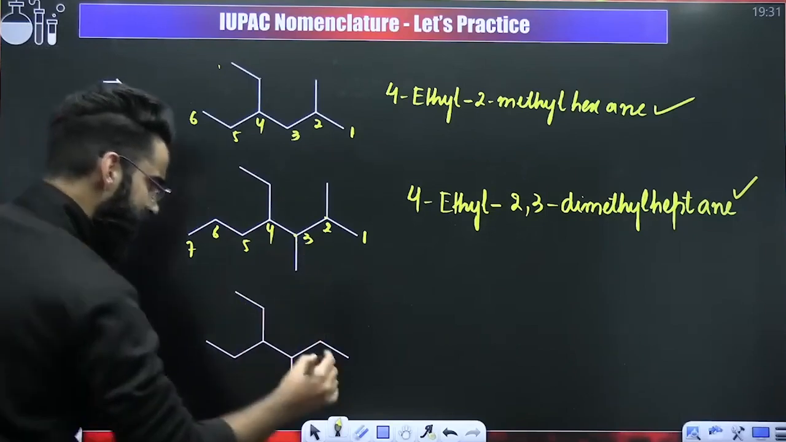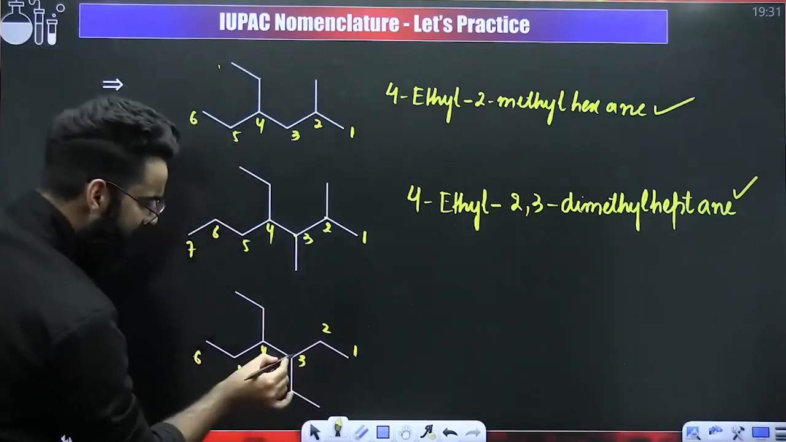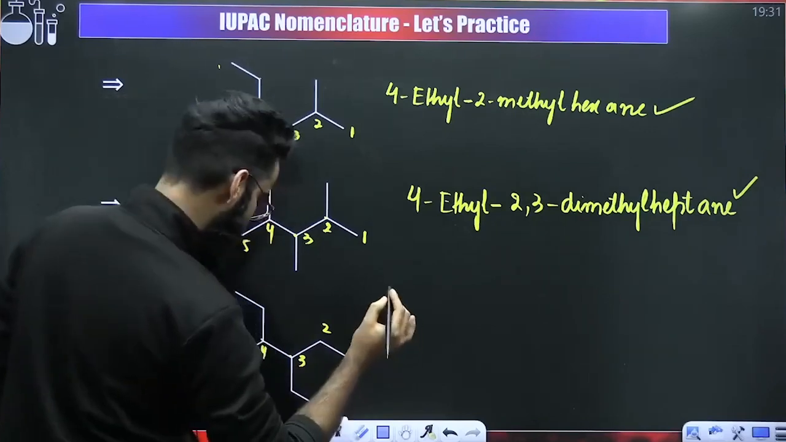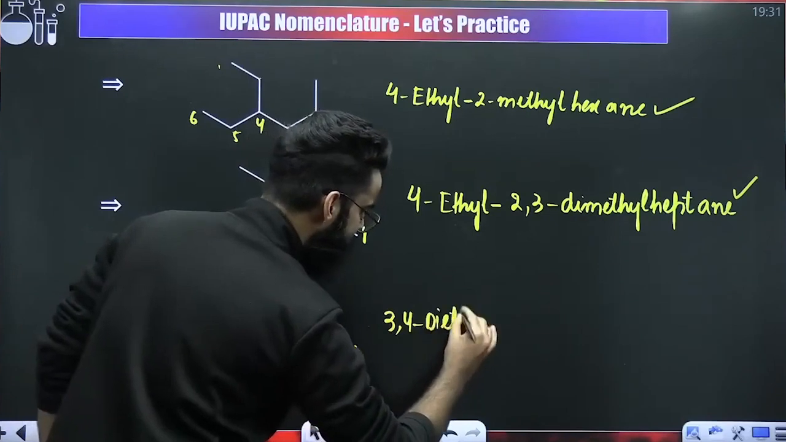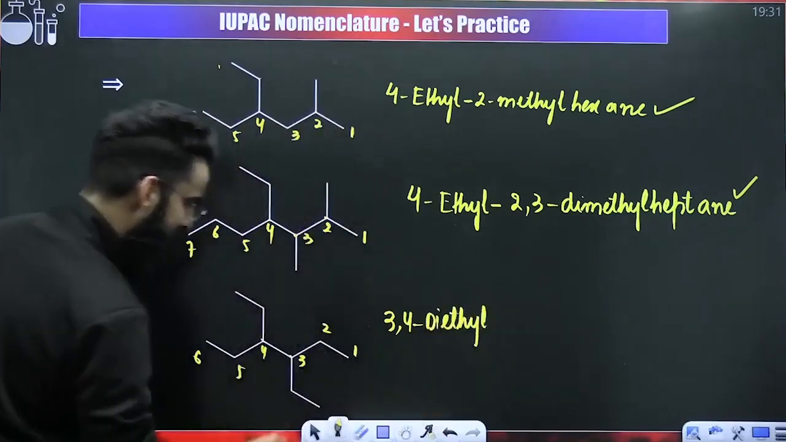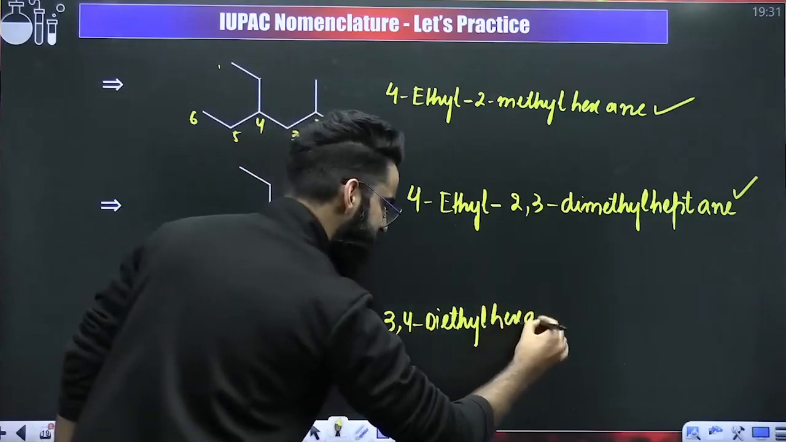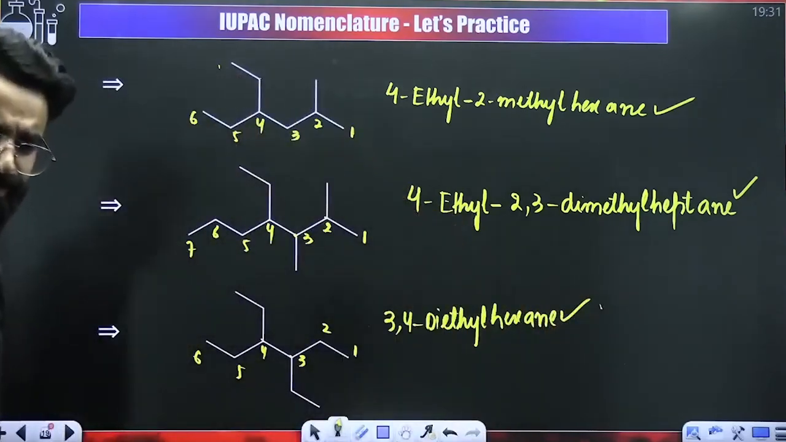See guys, look at this particular one. Start the numbering from here. 1, 2, this is 3, 4, 5, and 6. At carbon number 3, it's ethyl. At carbon number 4, it's again ethyl. So it is going to be basically 3,4-diethyl. In the main chain, 6 carbon atoms. So it's going to be hex. Everywhere single bond. So it's going to be ane. Perfect. As simple as that.